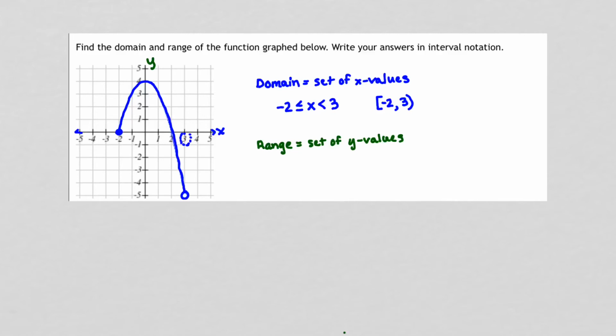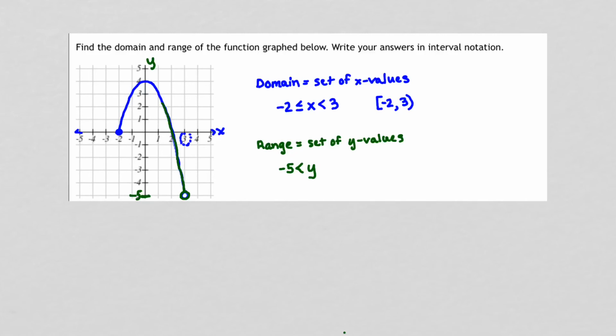If we look at our graph at the lowest point, we see that we are at the value -5. So we would say that our range begins at -5. Because there's an open circle, we put the strict inequality. -5 is less than y. And now let's trace our curve and let's look at how high it goes.